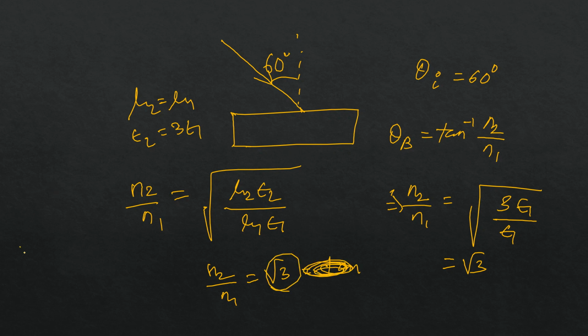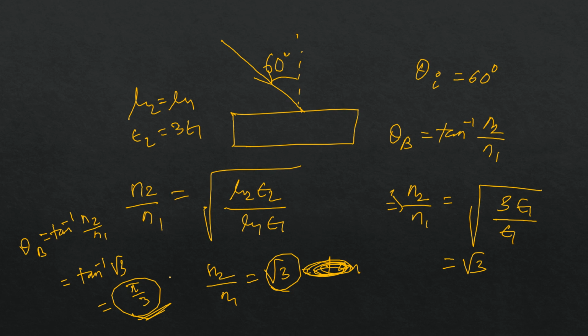So theta b is how much? Tan inverse n2 by n1, that is tan inverse root 3, that is pi by 3, 60 degree. So see, Brewster angle is 60 degree and the angle of incidence is also 60 degree.